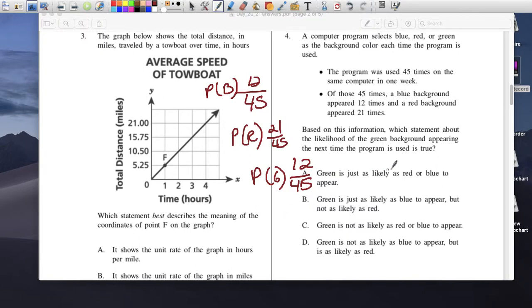A, green is just as likely as red or blue to appear? No. Green is just as likely as the blue, but not as the red, because the red showed up more, so that's garbage. Green is just as likely as blue to appear.